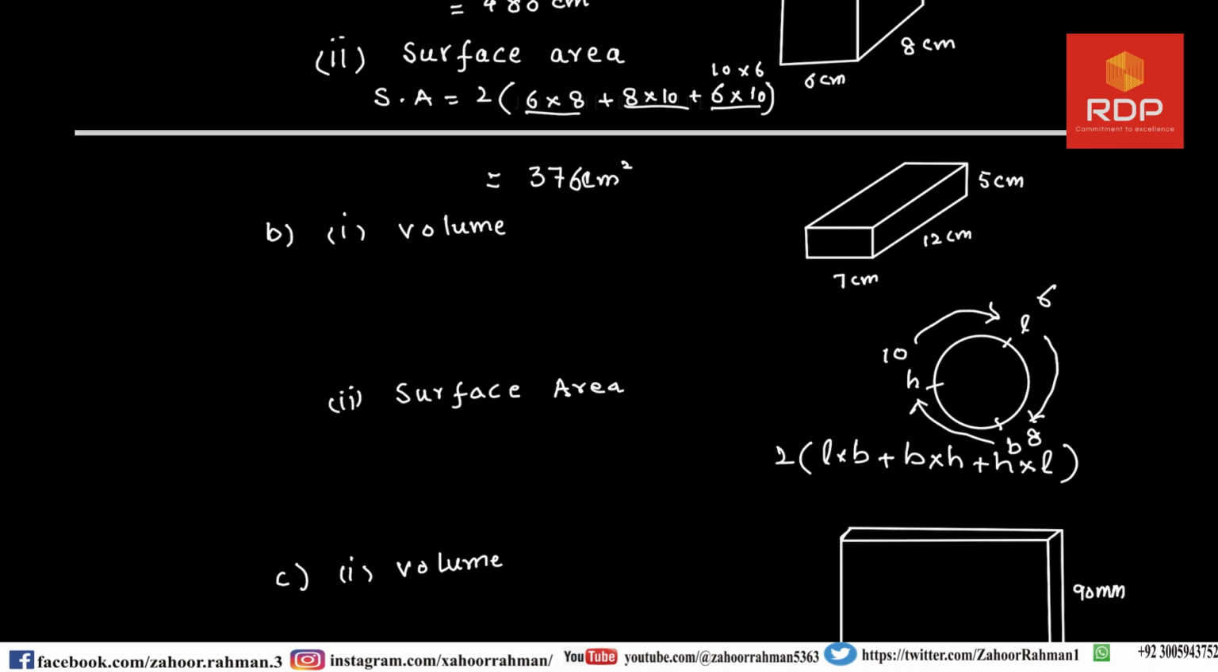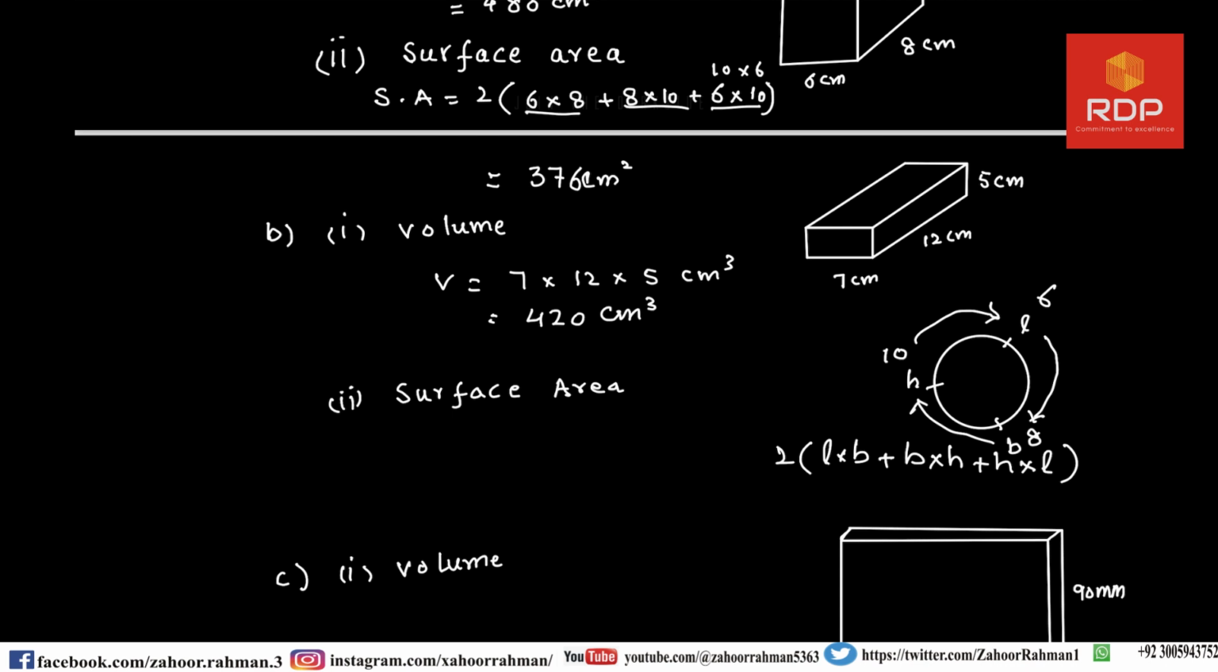Dear learner, let's do more practice. They have given us the volume is equal to 7 multiplied by 12 multiplied by 5, and that will be in centimeter cube. If we multiply it, then it will be 420 centimeter cube through calculator.